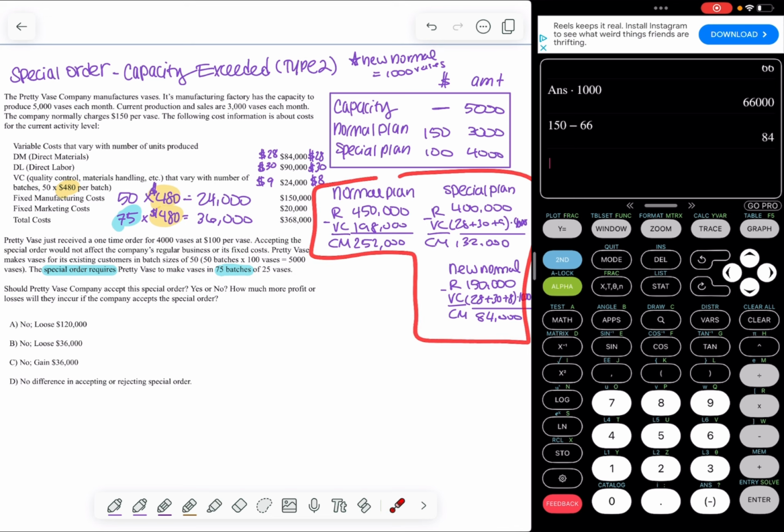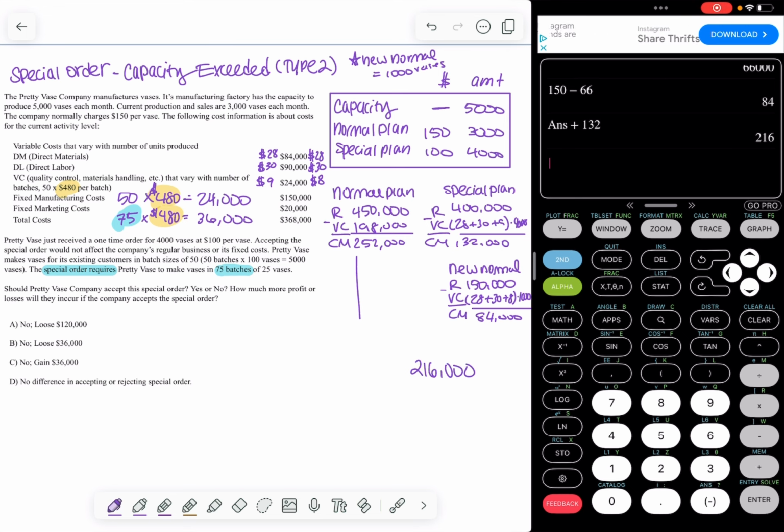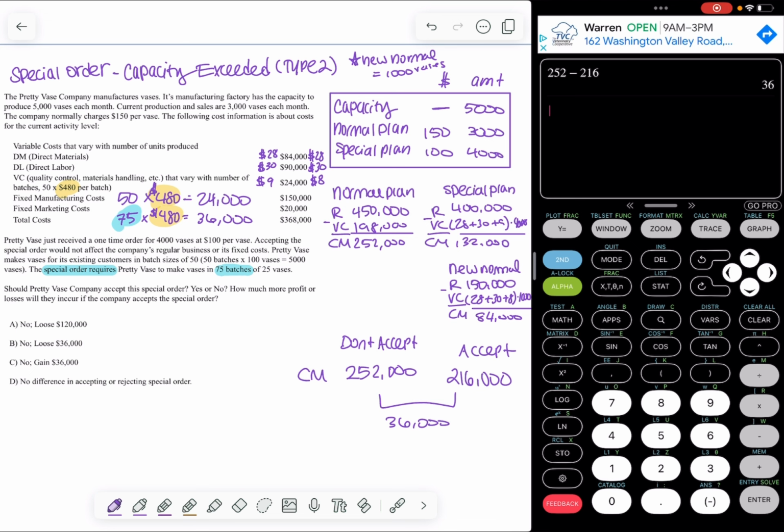Now remember, this is our Tetris shape. This is what happens if we don't accept the special order. This is what happens if we do accept the special order. So we want to add these, so 84,000 plus 132 is going to be 216,000, and we're comparing that to the contribution margin that we're going to get if we don't accept the order. Take the difference between those two numbers. That's going to be a difference of $36,000.